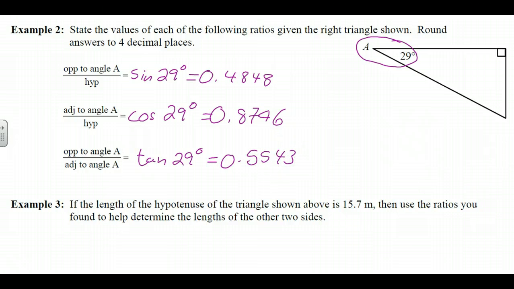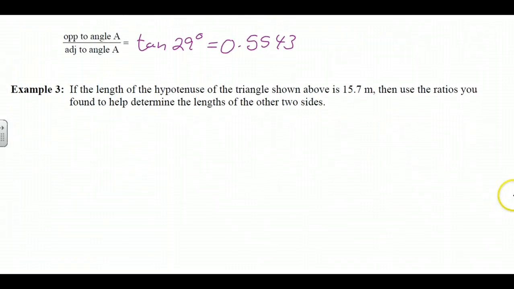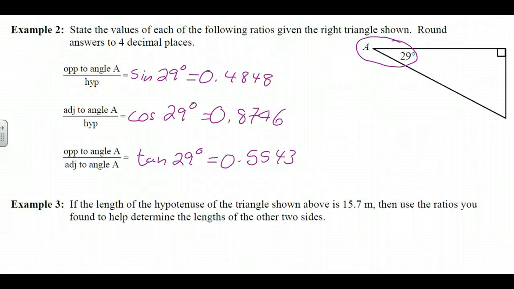And that's example 2. If the length of the hypotenuse of the triangle shown, which apparently isn't shown, is 15.7 meters, then use the ratios you have found to help determine the lengths of the other 2 sides. Oh, the triangle shown, that refers to the one above. That's this guy. Okay, so this is hypotenuse, this is adjacent to the 29-degree angle, and this is opposite.